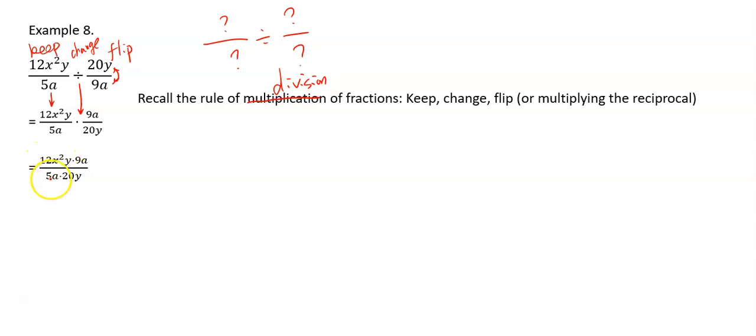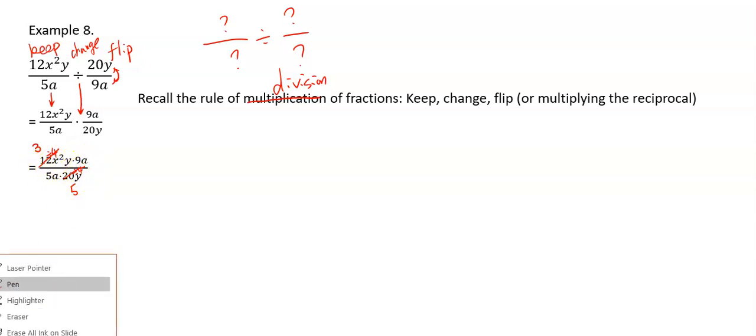20 and 5, nothing in common. 12 and 5, nothing. 12 and 20, they both have 4 in common. So I'm going to divide both of them by 4. That gives us 3, and that gives us 5. And 9 and 5, they don't have anything in common. And so now we can move on to the variables.